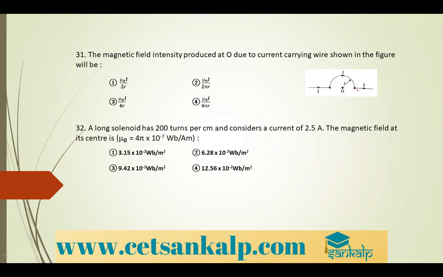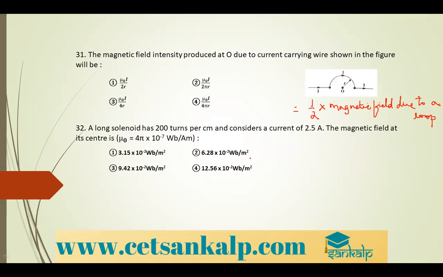Due to the straight wires, you don't have any magnetic field, but due to this curved wire you have the magnetic field. So you can say that the magnetic field at O will be half into the magnetic field due to a loop, correct? It is only possible with the loop, so it is half of the loop.